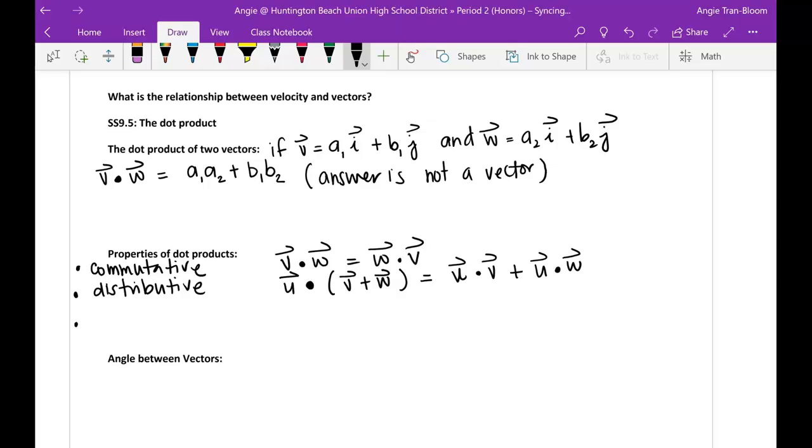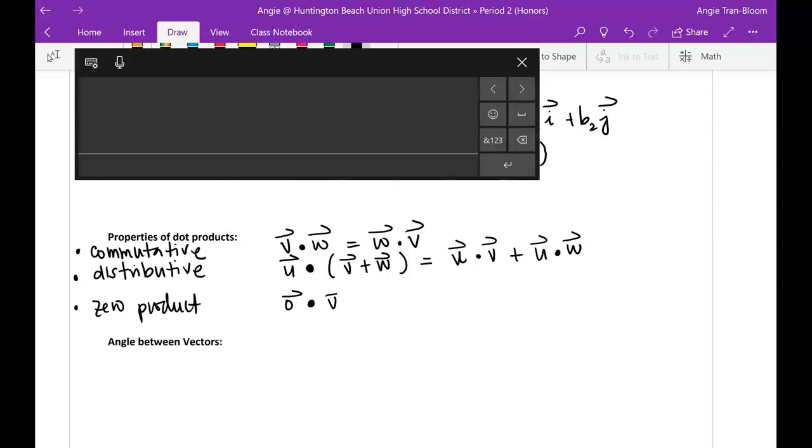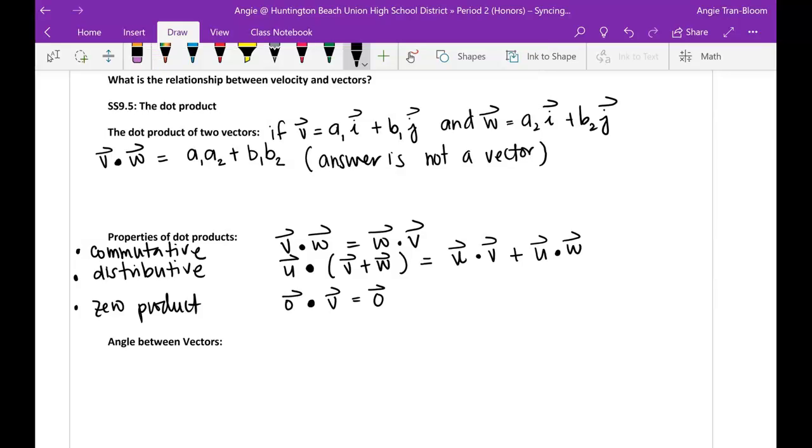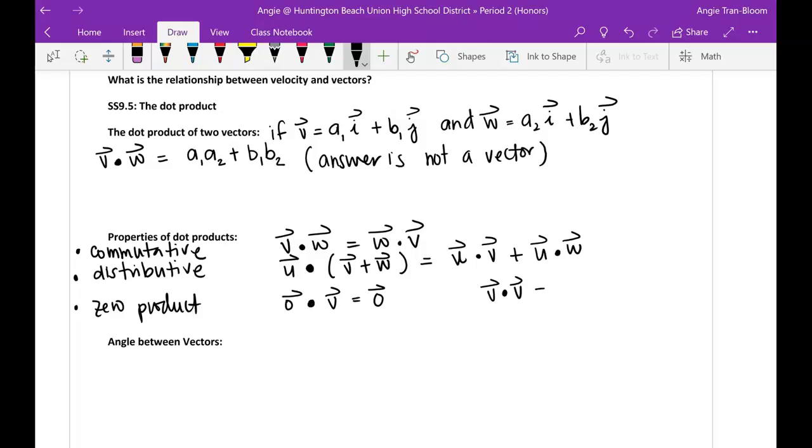It also has a zero product property. So if I take the zero vector and I dot v vector, it equals zero. Okay, and one thing I want to add on is if I were to do vector v dot vector v, or itself, it's the same thing as if I were to take the magnitude of v and then square it.